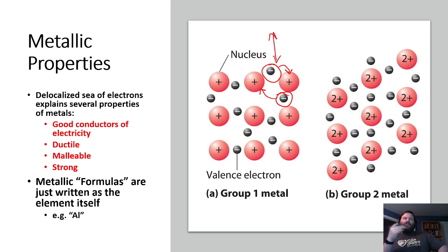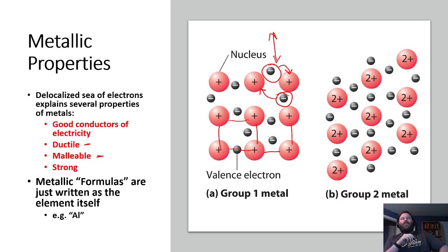Also, the fact that there aren't bonds of a certain length connecting all of these nuclei together means they're able to be smushed in various ways without breaking or causing a tear in whatever the material is. And that manifests in the way that metals are ductile and malleable. So that's ductile and malleable, these two words here.